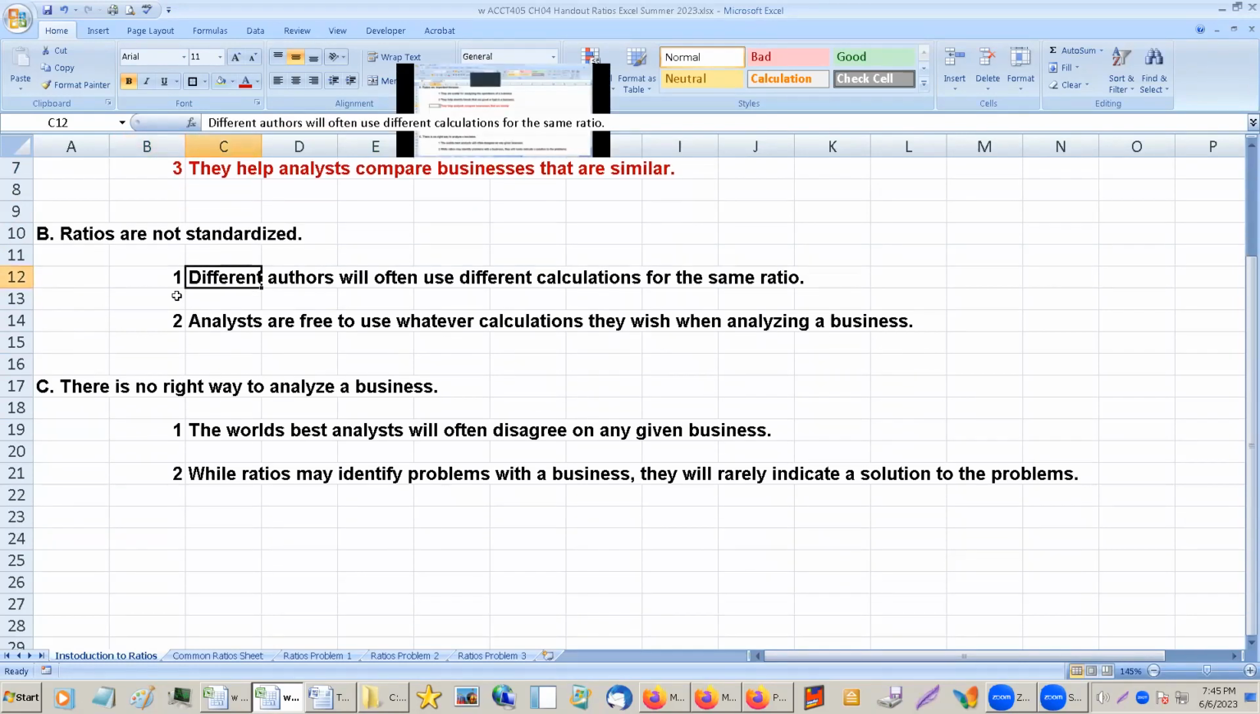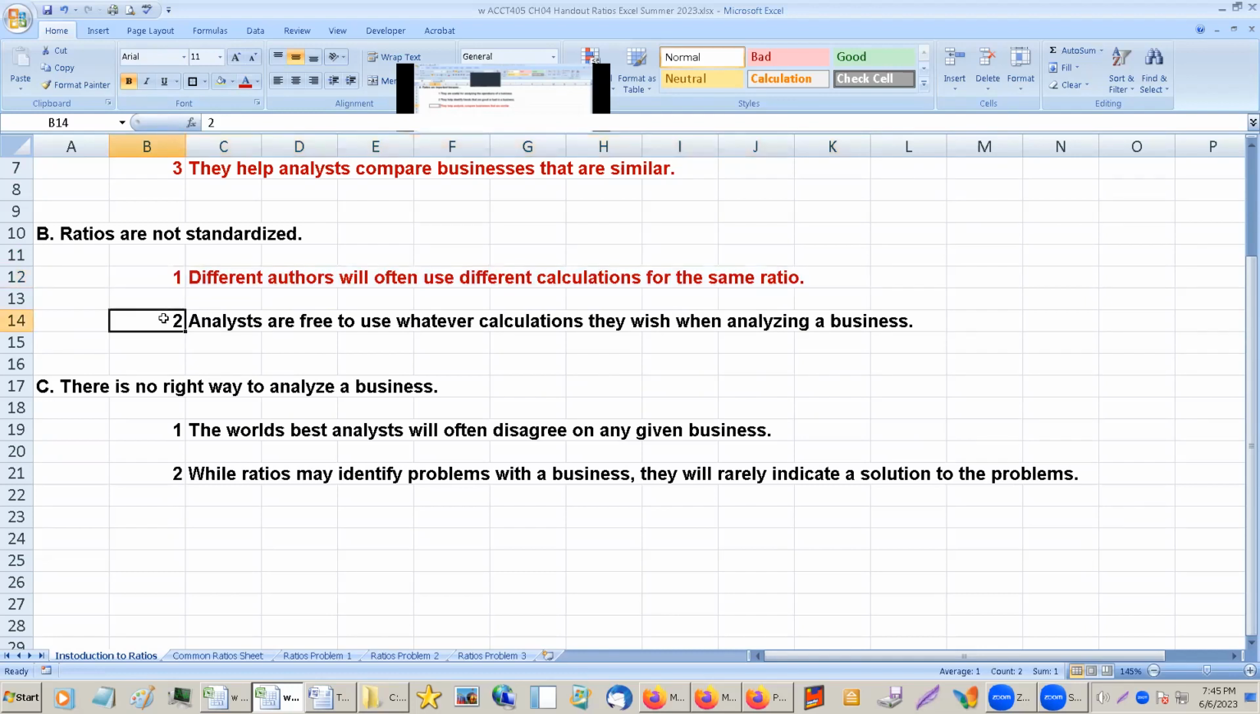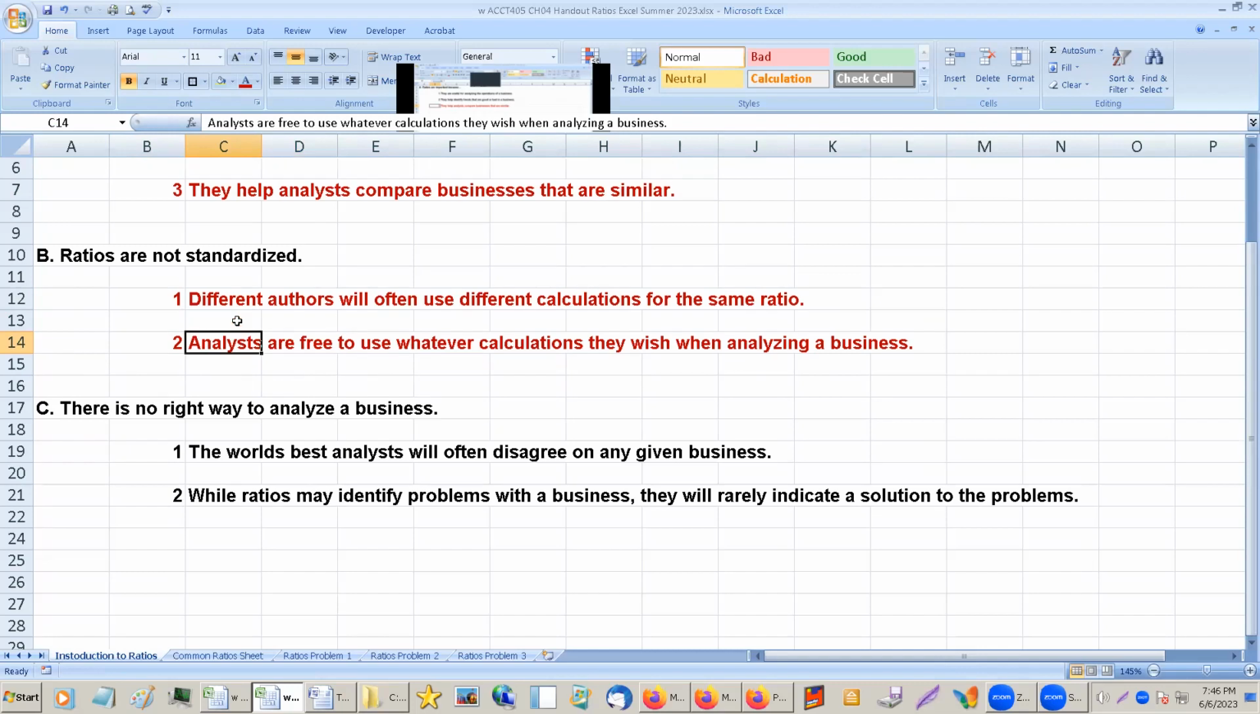Okay, ratios are not standardized, and you'll notice this in textbooks that some people will have the same ratio with a different computation than others. And analysts can use whatever ratios they want. Unlike accounting, where they tell you you have to do it this way or that way, if you're analyzing a company, you can come up with any wacky ratio you want to use. And as long as you are comfortable with it, whatever, it's fine.